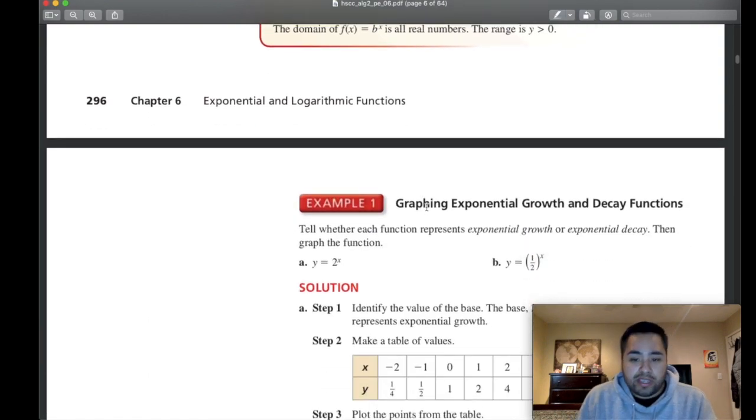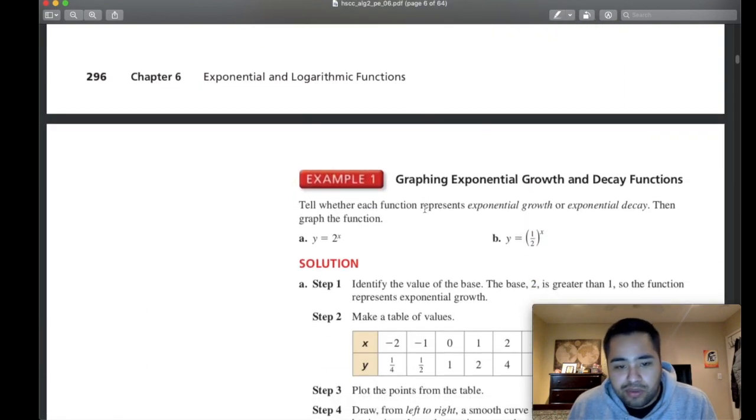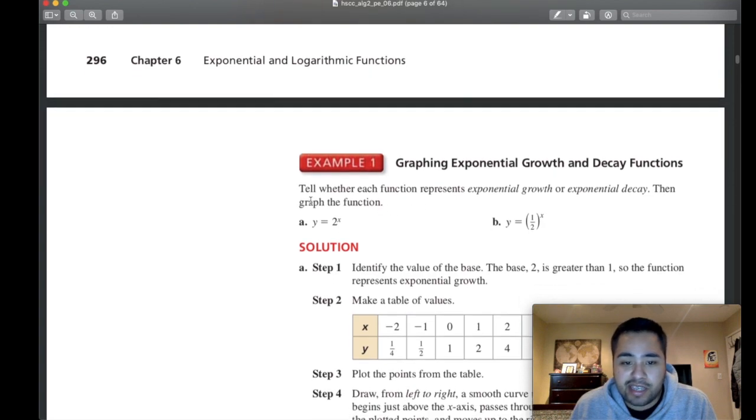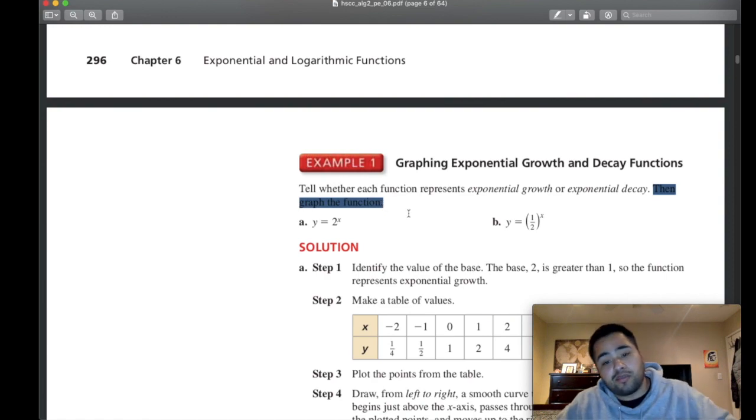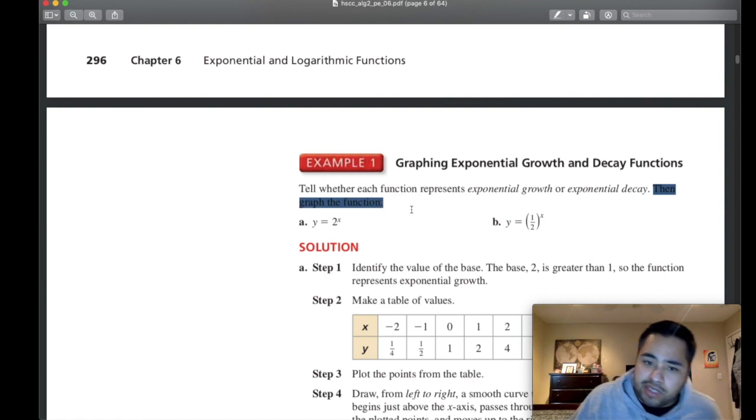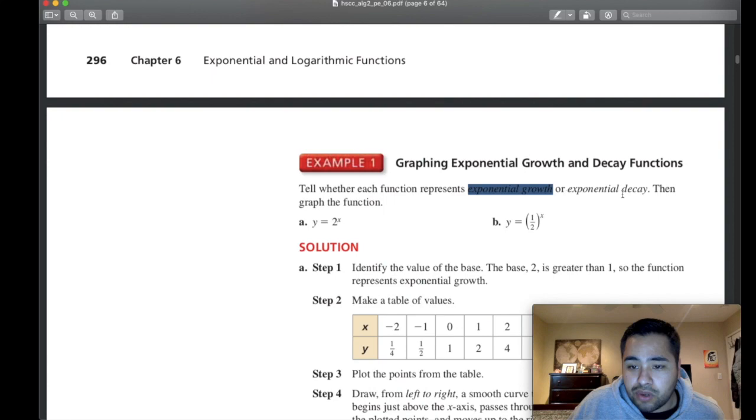Now, for the example that you are going to show me, you're going to tell whether the function is exponential growth or exponential decay. At this moment, I am not going to require you to graph the function because this is going to take some more time, and I'm thinking about doing this lesson on decimals, so just consider omitting that. But can you tell whether it's growth or decay?